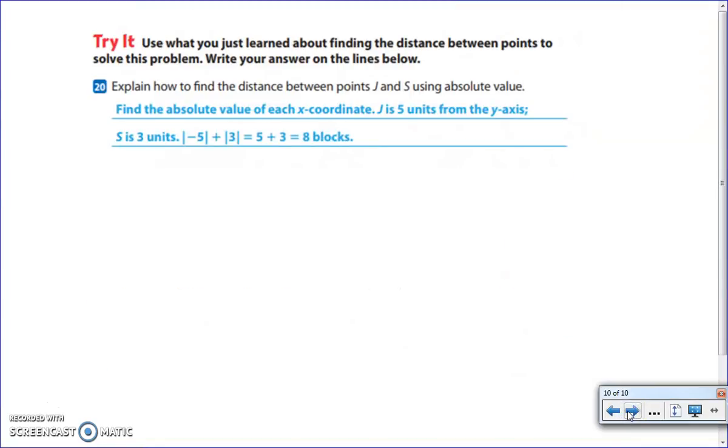Okay. So yes, we found the absolute value of each x-coordinate. J is 5 from the y-axis. S is 3. Altogether, that makes a distance of 8. So that's it for today. We're talking about how to find distance between 2 points. We can only do that if they're perfectly vertically aligned or perfectly horizontally aligned.